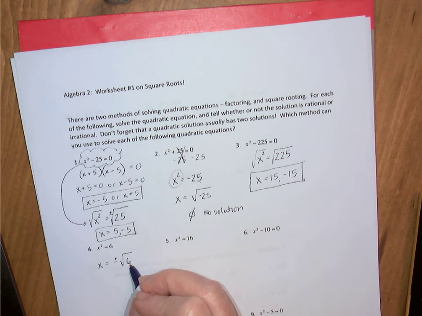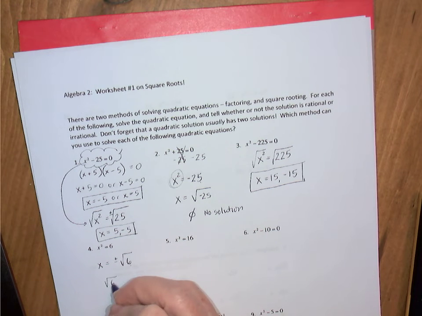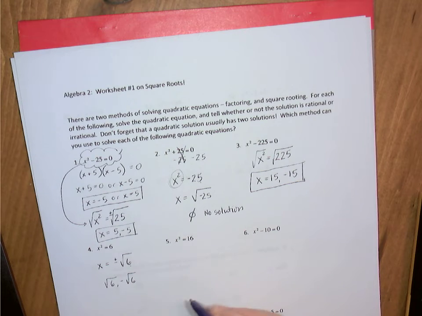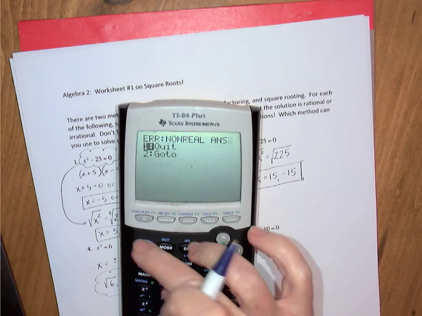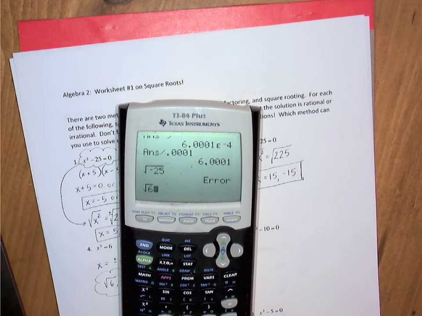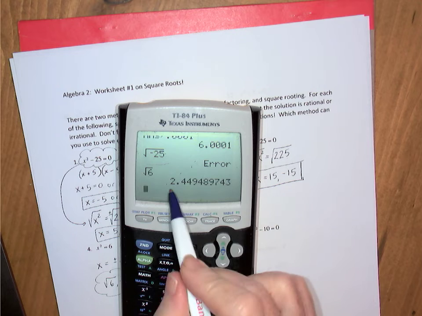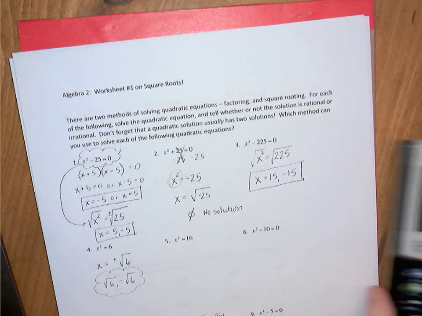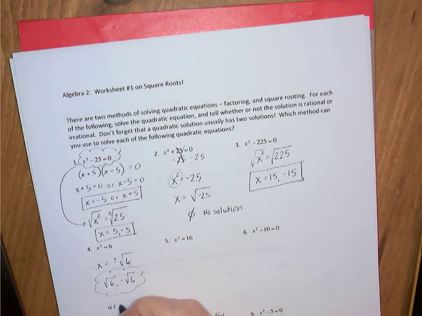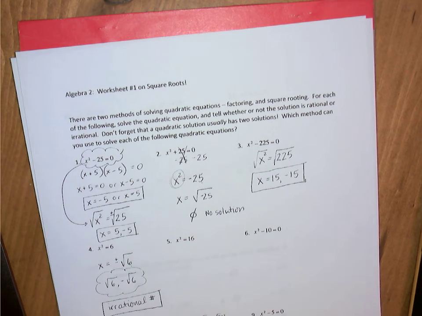I don't know what the square root of 6 is. So this is a perfectly good answer, square root of 6 and negative square root of 6, right? I know it's something. I can do it on my calculator, and I can get pretty close. 2.449489743. But notice how ugly that number is, right? That number is going to go on forever. It's never going to start repeating. That's what's called an irrational number. It's a perfectly good number, but it's kind of hard to represent.